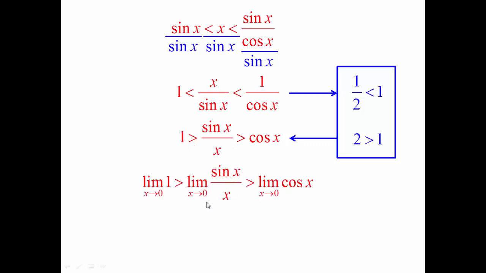So this centerpiece is my original question. And I'm saying that the original question, the limit as x approaches 0 of sine of x over x, is between the answer to this question and the answer to this question. The limit as x approaches 0 of 1, the limit of a constant, is just that constant. If I plug in 0 to 1, the answer is still going to be 1. If I plug in 0 over here, the answer is also 1 because the cosine of 0 is 1.